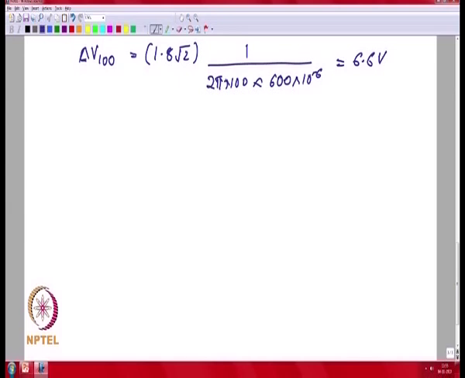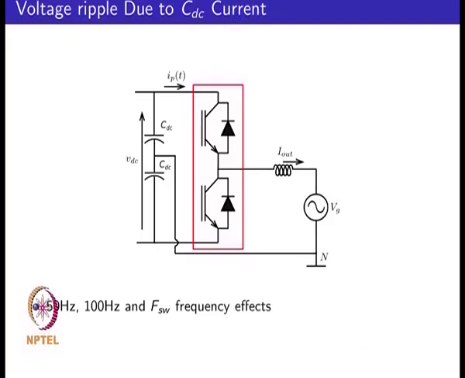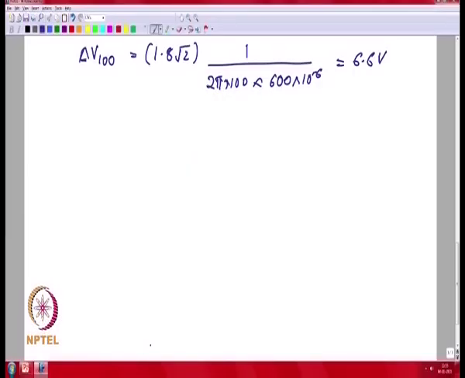This current is flowing as a differential mode current through the bank. So, you have plus 6.6 on top, plus 6.6 at the bottom. So, it adds up, and it is seen as a 13.2 volt ripple on VDC.